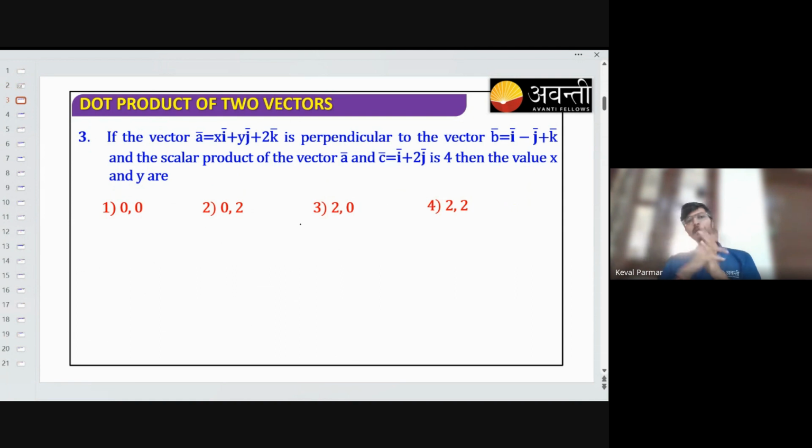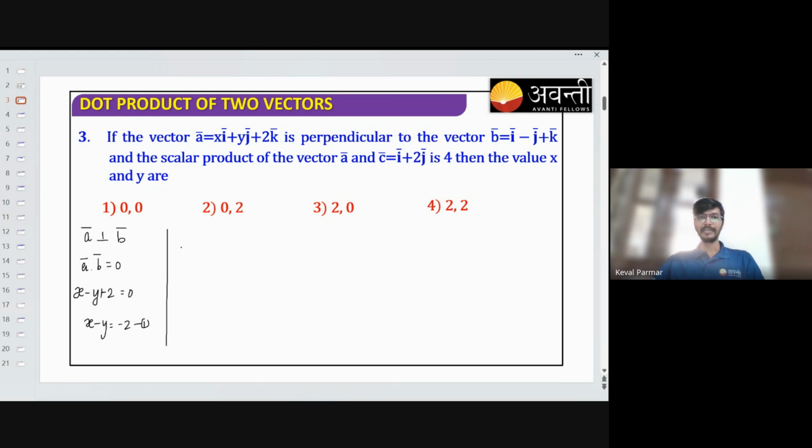This one. So there is a vector a which is perpendicular to vector b. And the scalar product of vector a and c is 4. Then we have to find the value of x and y. So we know that if vector a is perpendicular to vector b, that means a vector dot b vector is equal to 0. How can we write the dot product? In dot product, what do we do? A vector and b vector, just multiply and add the coefficients. So I'll get x minus y plus 2 is equal to 0. That means x minus y is equal to minus 2, equation number 1.